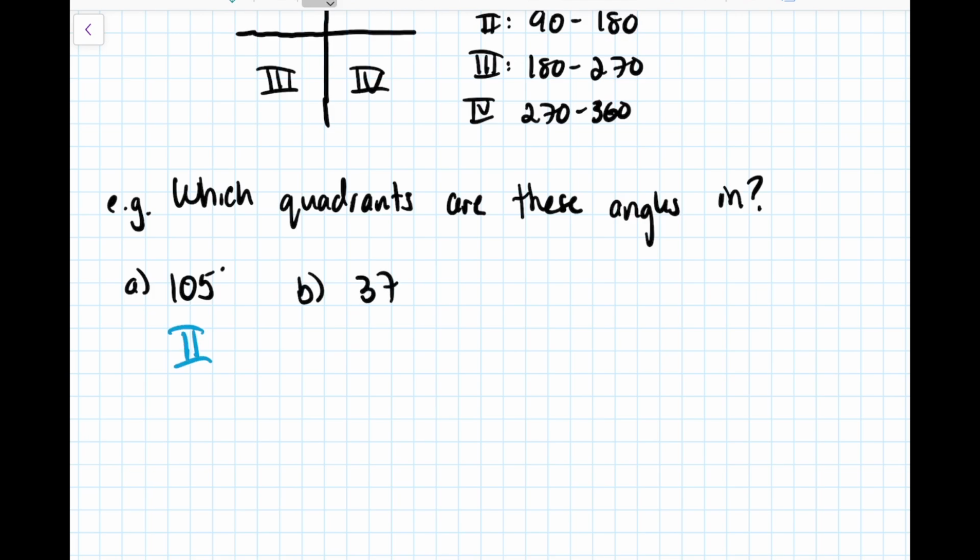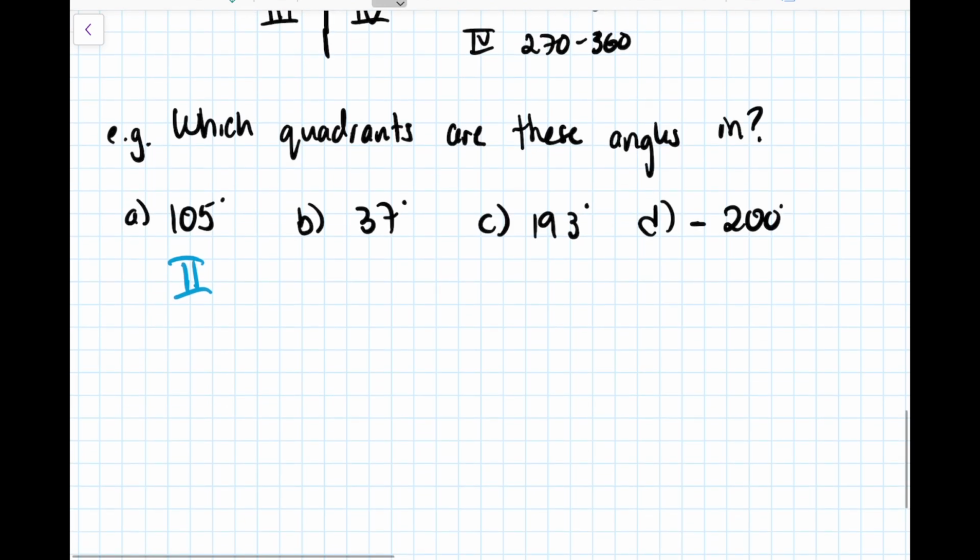So try doing these last 3 for yourself. We've got 37 degrees, 193 degrees, and let's go negative 200 degrees. So try placing these 3, and then come back after you're done. All right, so angle 37 degrees, that is in quadrant 1. It's between 0 and 90. 193 is in quadrant 3, because it's between 180 and 270. And then negative 200. If you started at 0, and you went back 180, that would put you here. And so you're going just a little bit further. So negative 200 is going to be in quadrant 2.